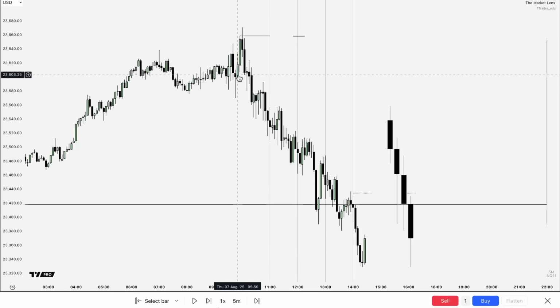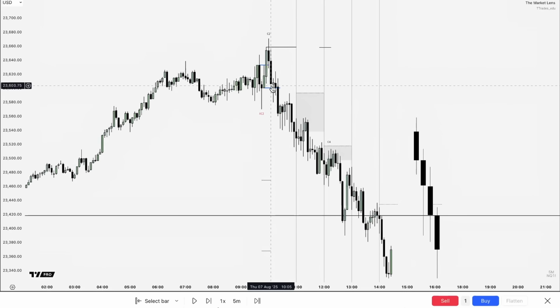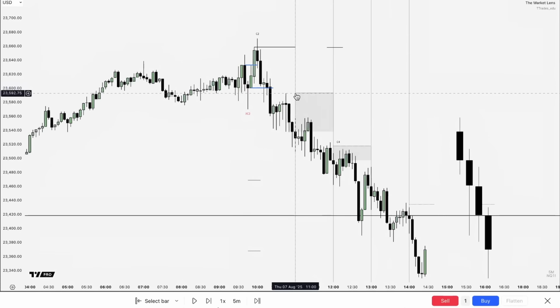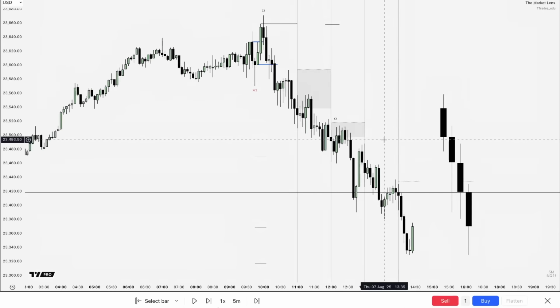You can see we formed this change in the state of delivery up here, and then that allows for continuations following, right? So even if I just don't catch this reversal in candle 2, that's when I can trade my fractal model continuations in candle 3 and candle 4.